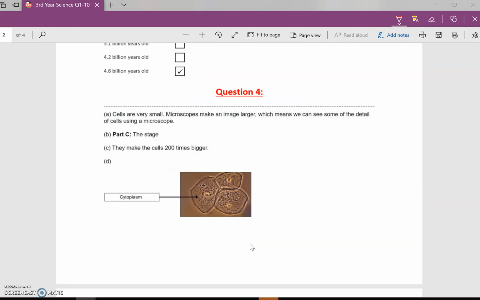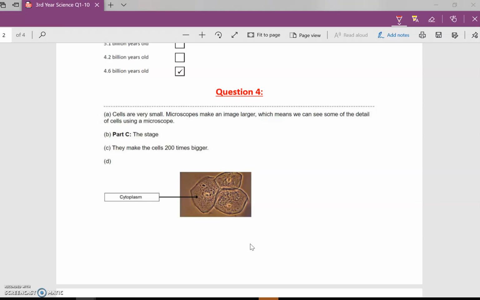Question 4 then, why are microscopes needed to view cells? Cells are very small. We can't see them with the naked eye. Microscopes make the image larger so some of the detail can be seen. Different microscopes have different strengths depending on the size of the lenses.